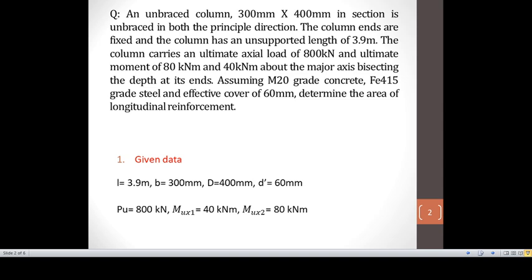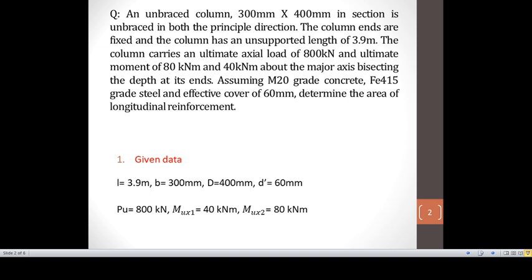And the support conditions are given. Why is the support condition mentioned? As discussed in the previous problem, we need to identify the effective length of the column to calculate the slenderness ratio. For that, the end conditions of the column are mentioned. In this particular question, the end conditions are fixed and its unsupported length is 3.9 meters.